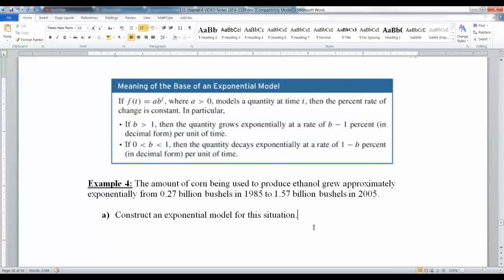So let's look at this one. We have corn being produced, used to produce ethanol, that grew approximately exponentially from 0.27 billion bushels in 1985 to 1.57 billion bushels in 2005. Let's construct an exponential equation.